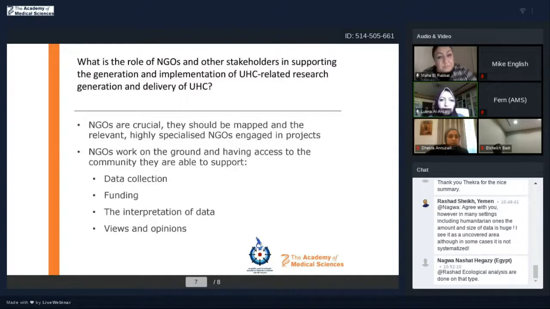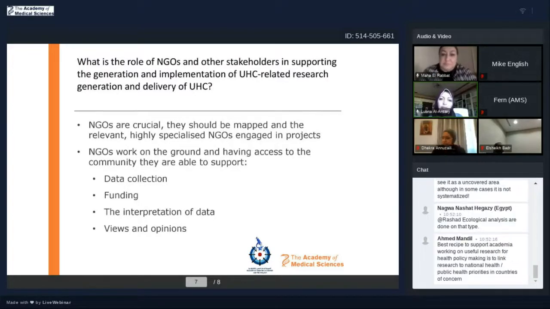NGOs, their role is crucial. They should be mapped, and we should select the highly specialized ones to be partners in research, and they can help in terms of data collection, funding, interpretation of data, and the views and opinions of the public.